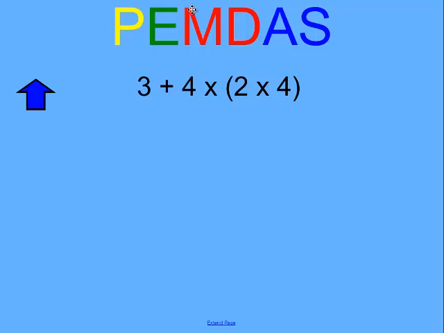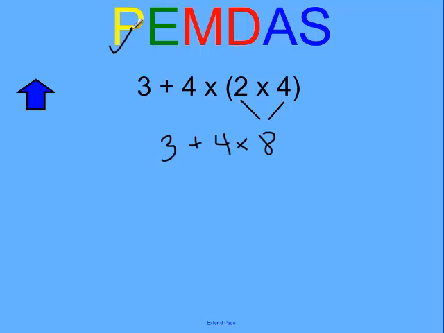Parentheses first. I see we have one set of parentheses, and you can have problems with more than one set of parentheses. And if that's the case, just start at the left. Do all the insides of the parentheses first. All right, in this case, it's 2 times 4. Let that answer funnel down. What is 2 times 4? It is 8. Rewrite the rest of the problem. 3 plus 4 times the answer of the parentheses.